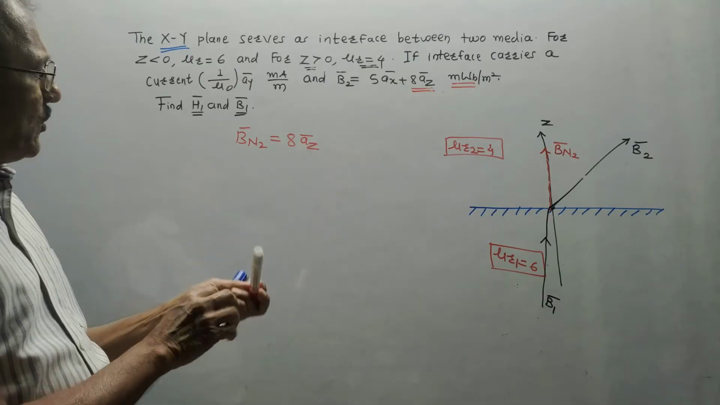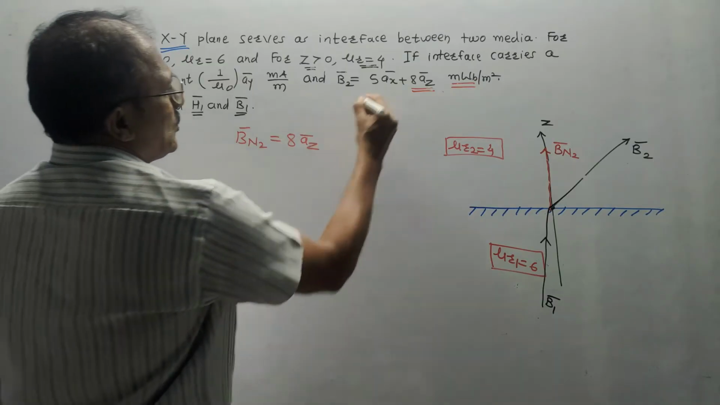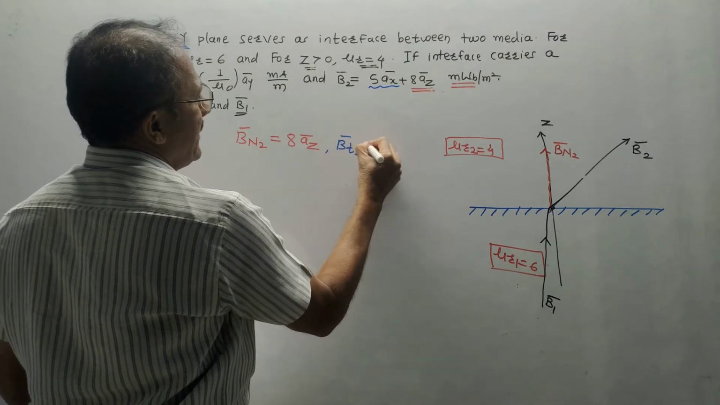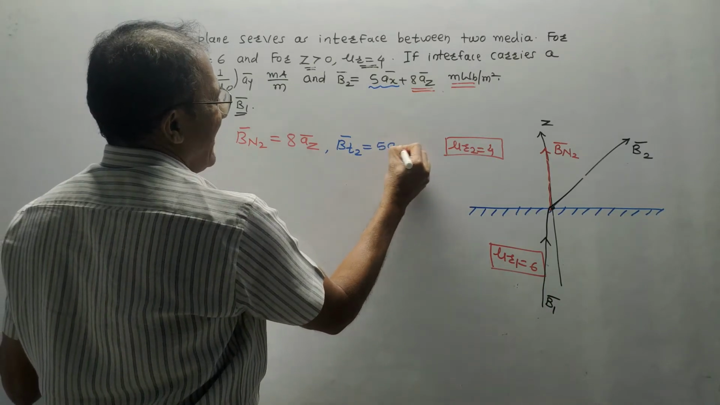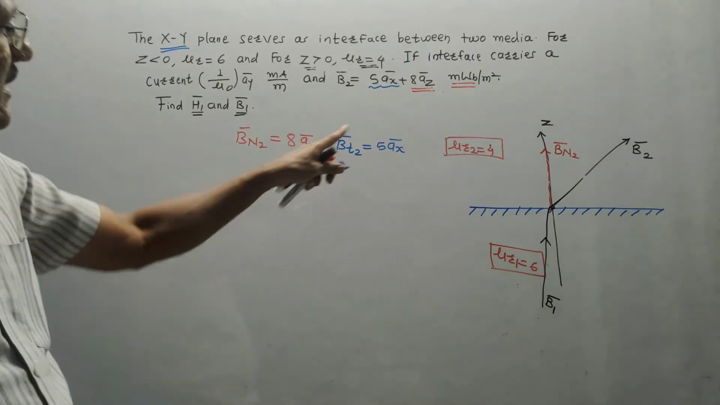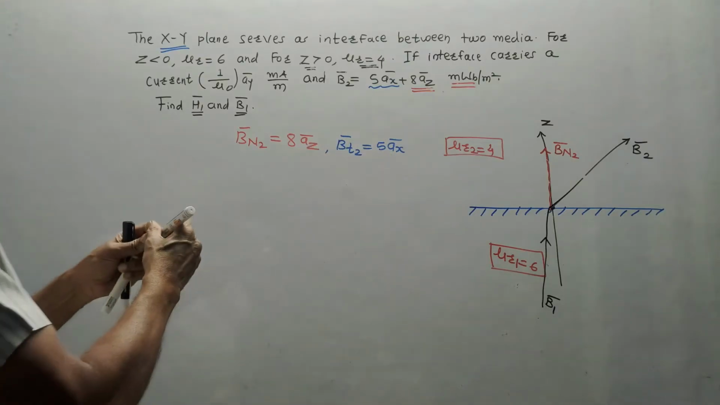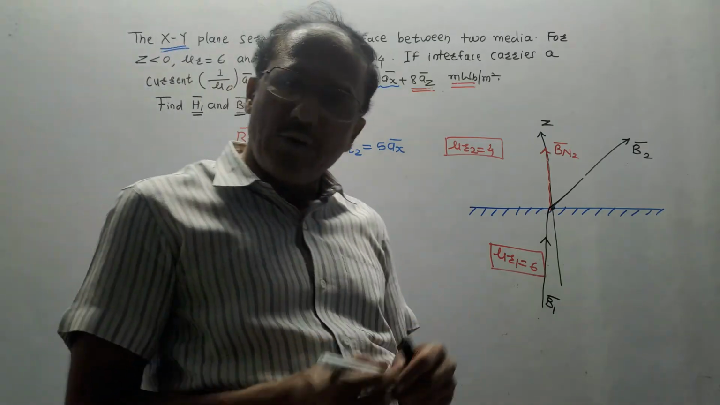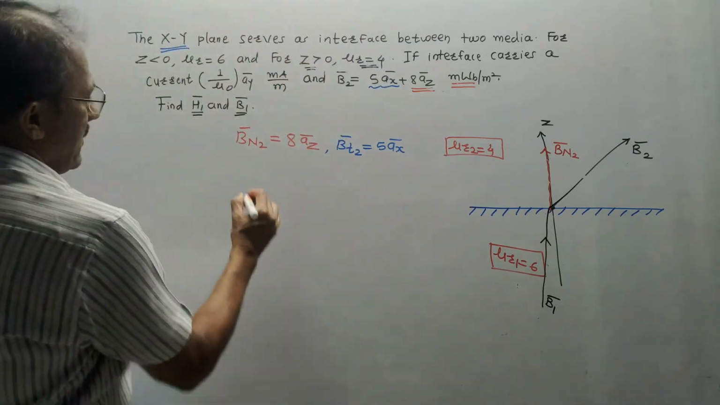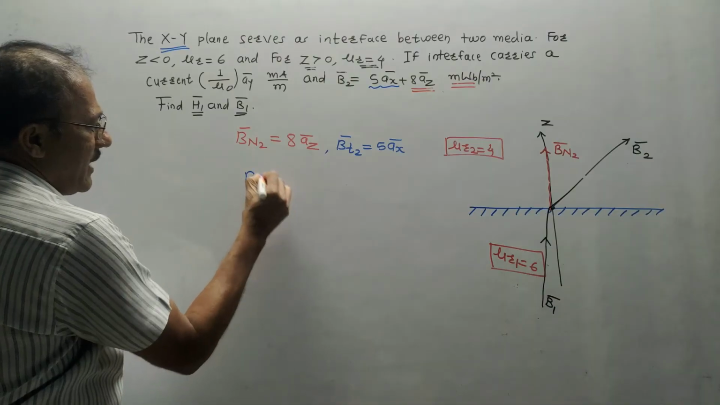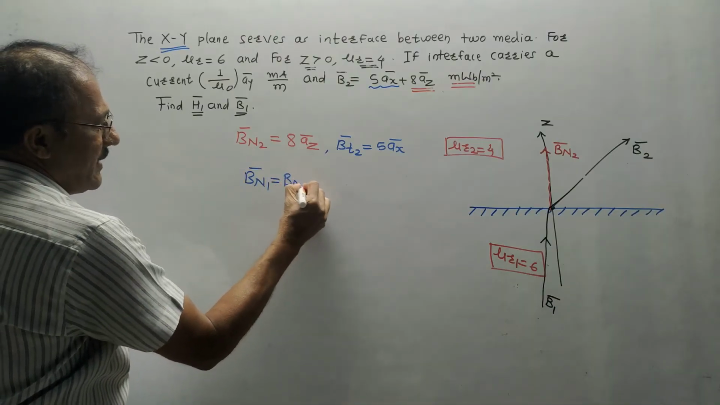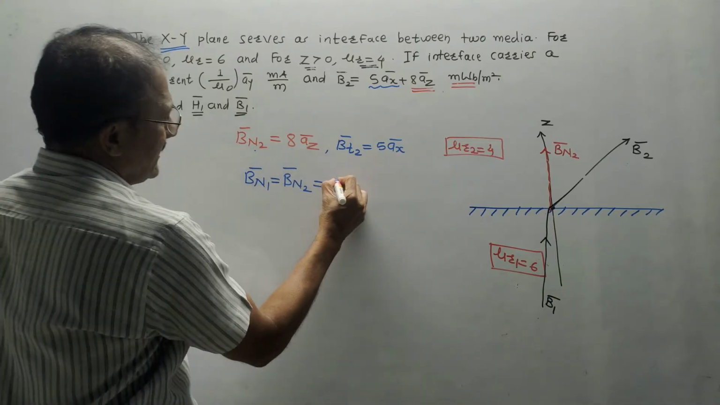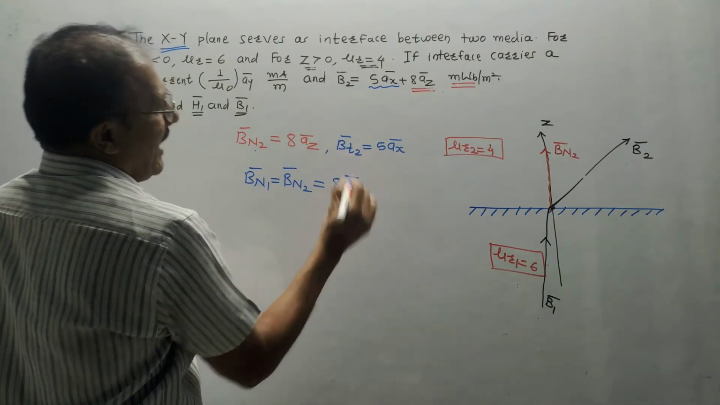So the remaining component must be the tangential component. So this is the tangential component, that is Bt2 bar equals 5 ax bar. Now after this you need to apply the boundary condition. So according to the boundary conditions for the magnetic field, Bn1 bar equals Bn2 bar. We know the value of Bn2 bar, so it is the same, 8 az bar.